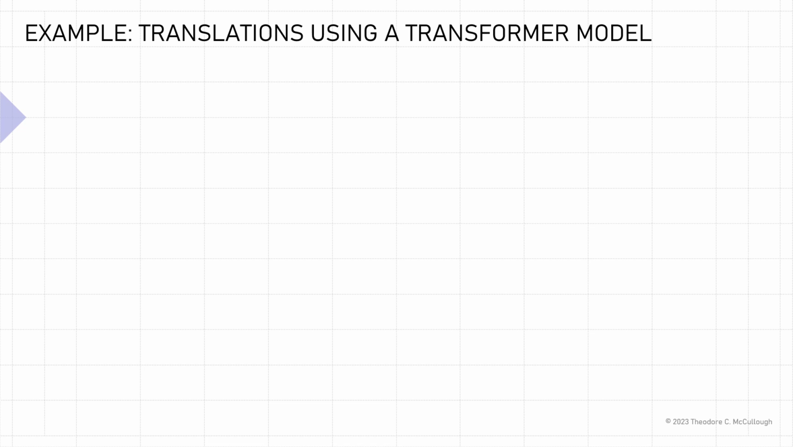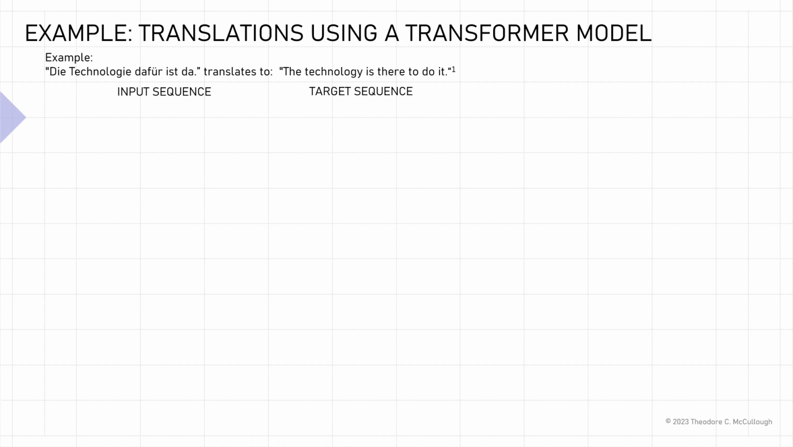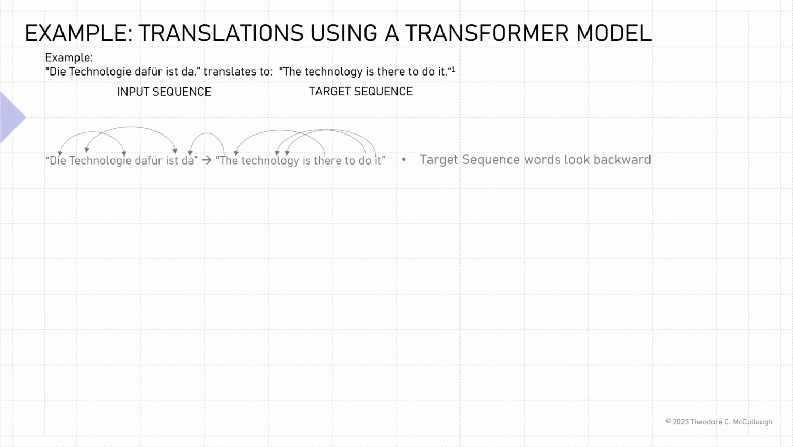So let's look at an example of doing translations using a transformer model. Imagine you have the following input and target sequence. You have the input sequence, "Die Technologie dafür ist da," and the target sequence of "the technology is there to do it." The relationship between the words in these input and target sequences can be represented as follows. You have a number of pairwise relationships where the relationships are representing the strength of the words. And so, for example, you have the relationship between ist and die, and the relationship between technology and ist.